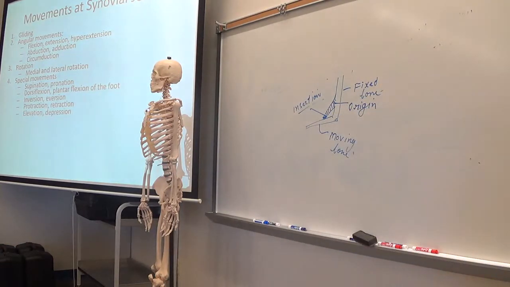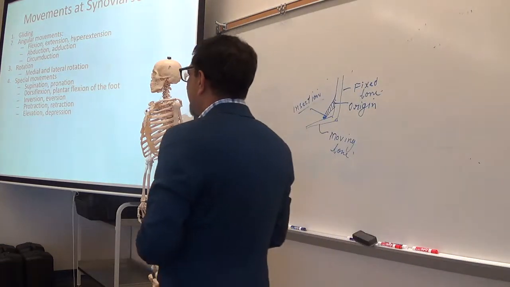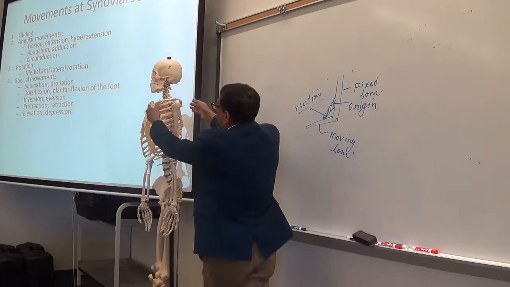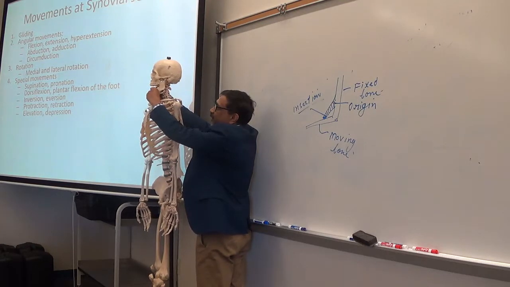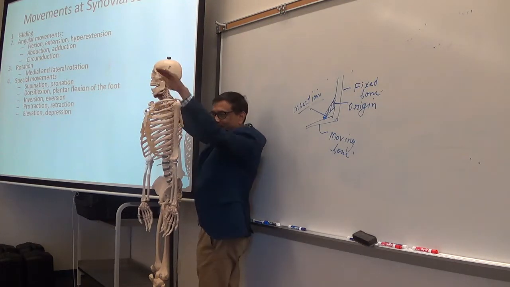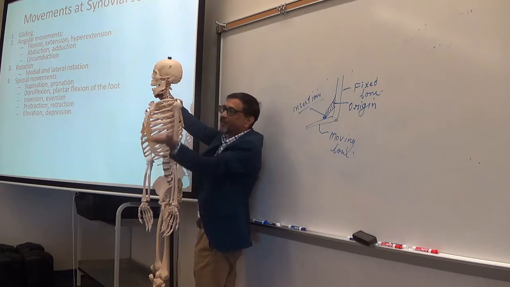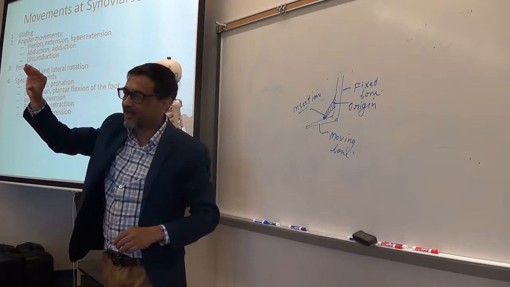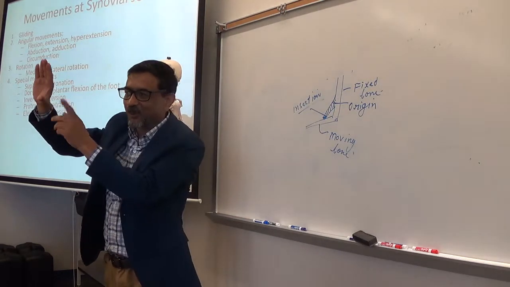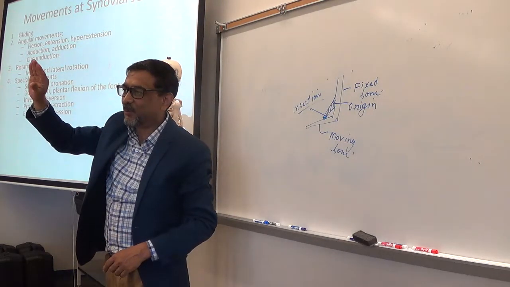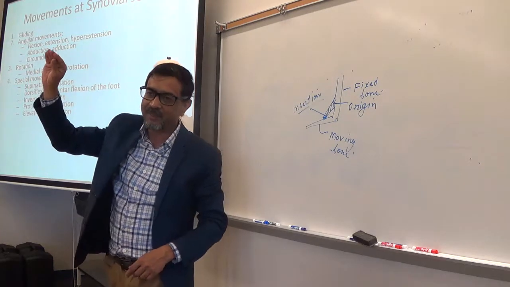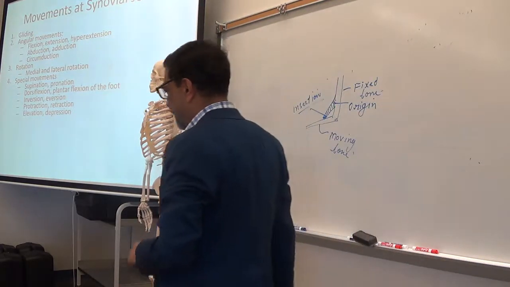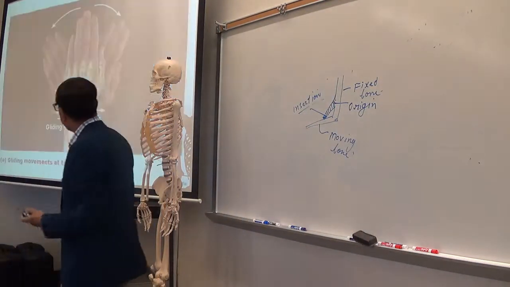Okay. So elevation, depression. Now look at my mandible. If you open your mouth, that is depression, right? You are moving the mandible downwards. Elevation is moving up. So opening the mouth is the depression of the mandible, because that is the only bone that moves, right? And moving up is elevation. Okay? So those are different movements that occur in the synovial joints.